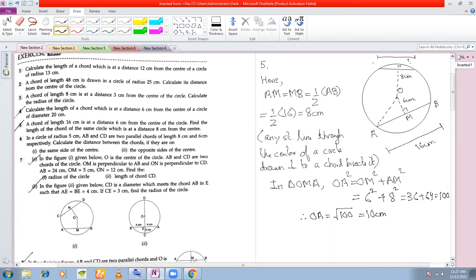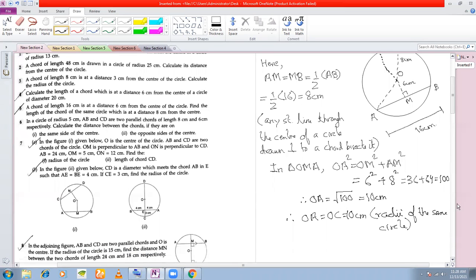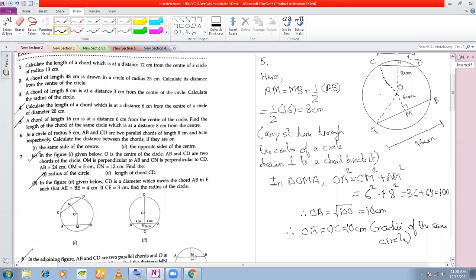Now we need to find, let's call this chord CD. We need to find out the length of the chord CD. Okay. Now what we do is we join O and C, right? So therefore, OA must be equal to OC, must be equal to 10 centimeters. Why? Because they are radii of the same circle. Any question till this part? They are radii of the same circle. No, sir. So we have got this radii as 10. So we have got this as 10 and we have got this as 10.